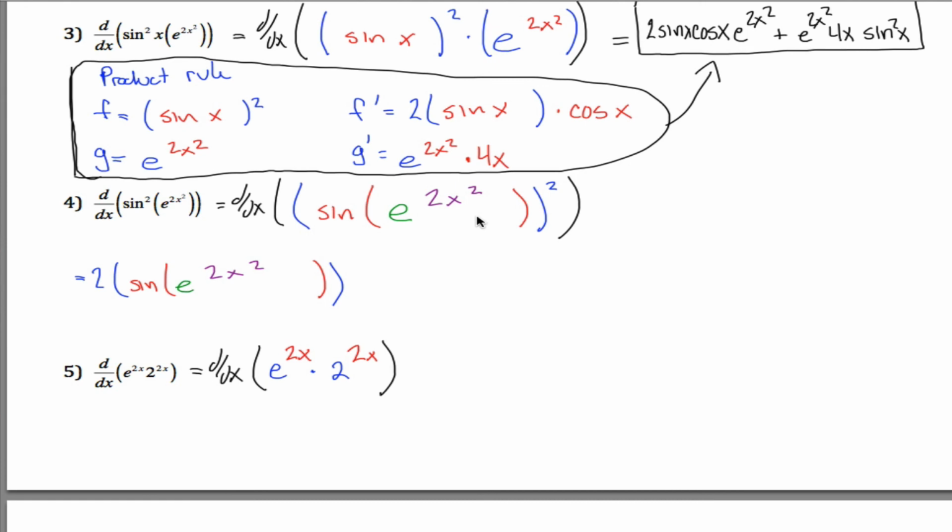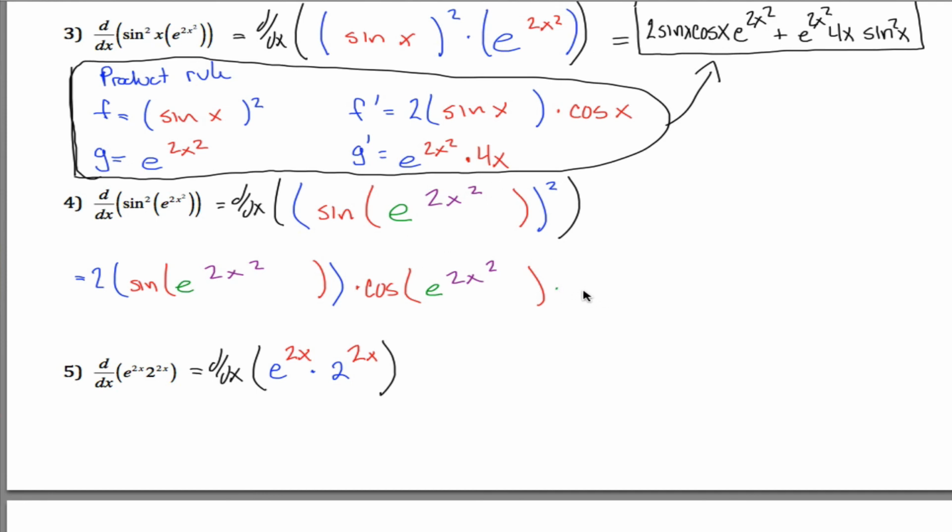So to do that one, notice I have another layer of sine of some stuff. The derivative of sine of x is just cosine of x, but I'm not being asked the derivative of sine of x, I'm being asked the derivative of sine of e to the 2x squared. So that derivative is cosine of all that stuff, but then you're not done, you have to multiply that by the derivative of all this stuff. So I've taken care of the blue layer and the red layer, I'm to the green layer.